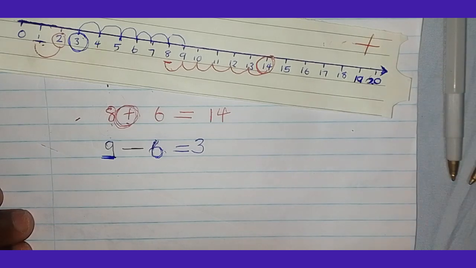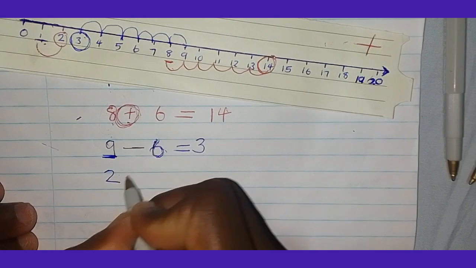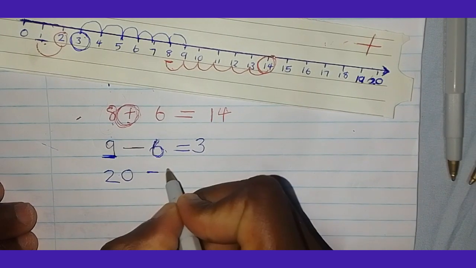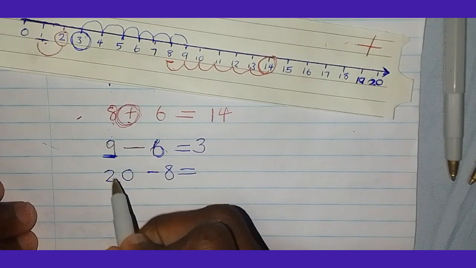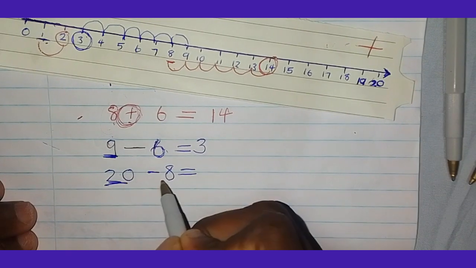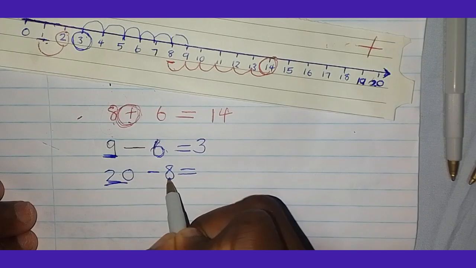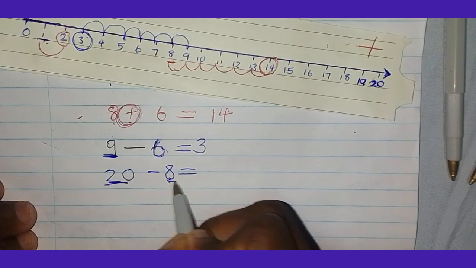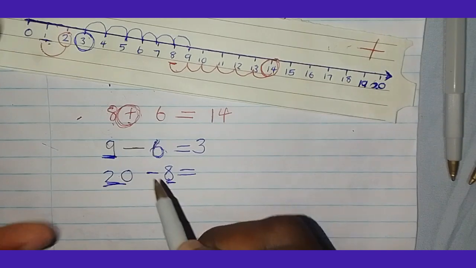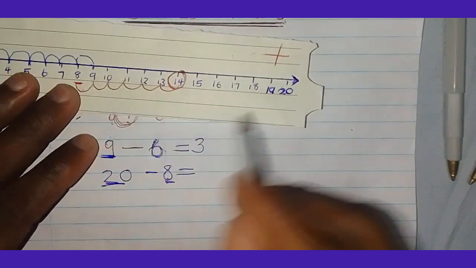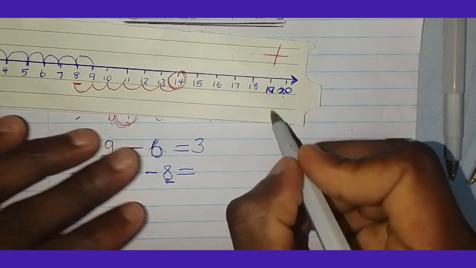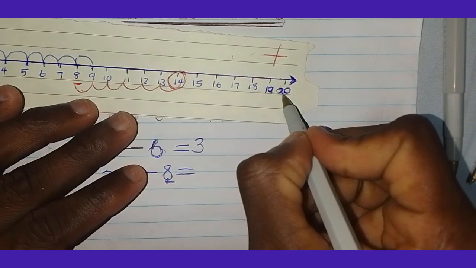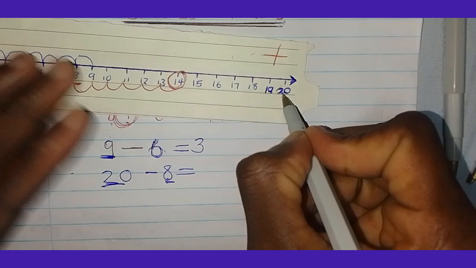Let's try another question for the last time here. 20 subtract 8 here. So we are going to start at 20. Then we are going to move 8 steps in the negative direction, or 8 steps towards my left here. Let's do that together. Here is 20. Let's use this pen. Let's move 8 steps towards the left or towards the negative direction.